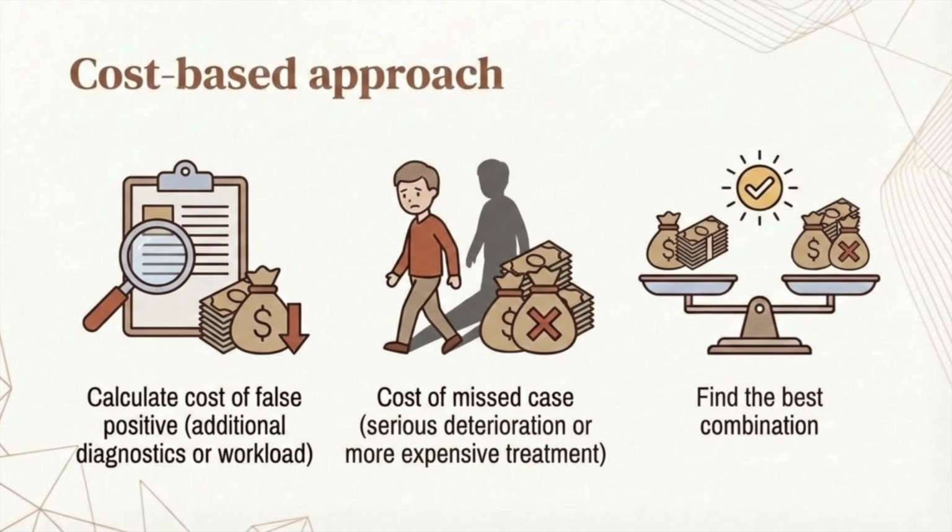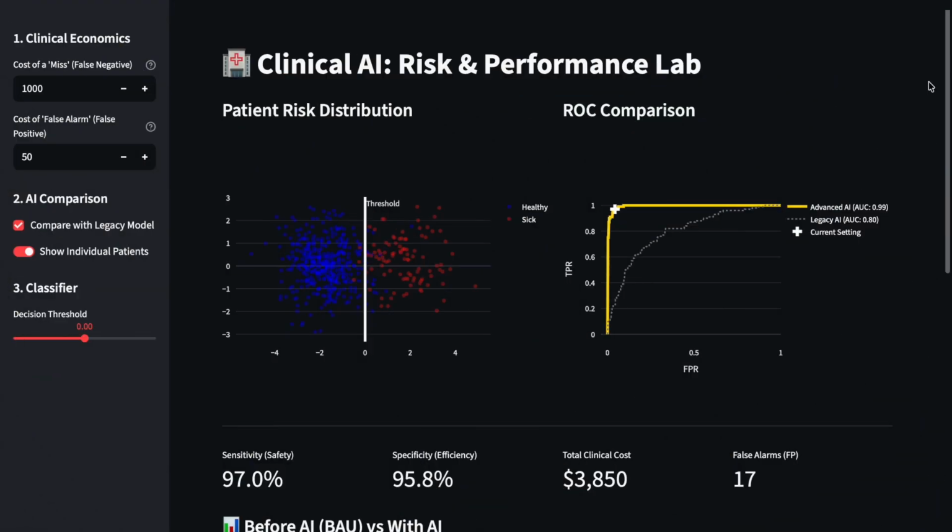So we calculate the cost of false positive and the cost of false negative, and then we find the best combination, the one that is the most beneficial. And of course, we can also compare it with how it works now, because maybe AI will make things worse and we don't need to use it. That can sometimes be the case. Based on purely mathematics and financial analysis, we can find the best threshold for how we will use our AI model. So this is our example of a cost-based approach.